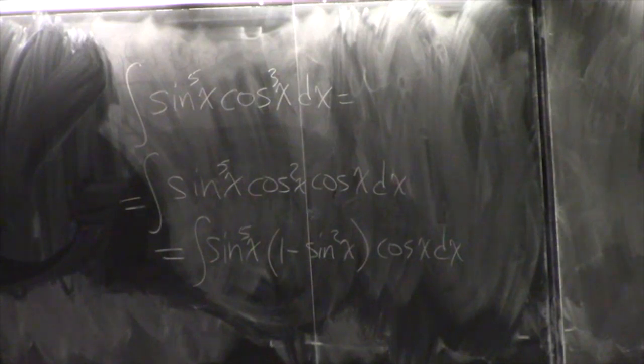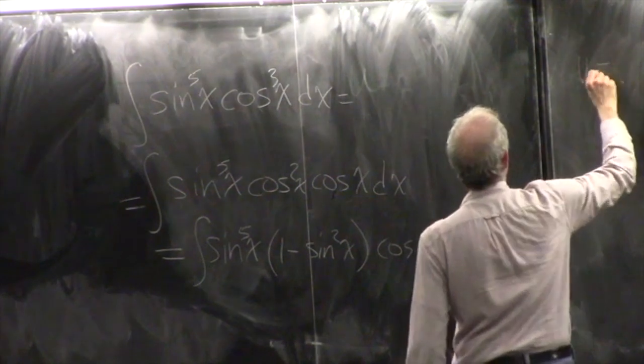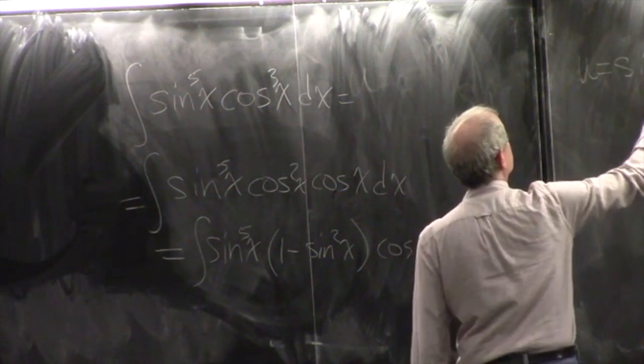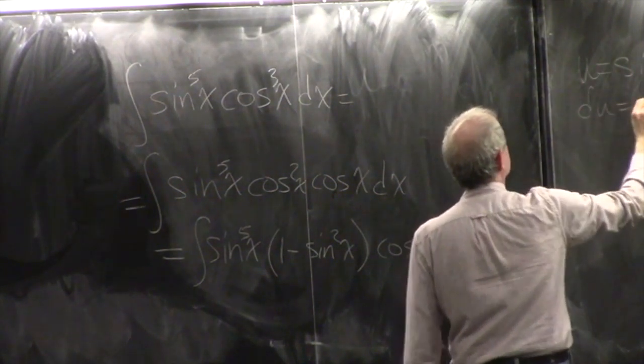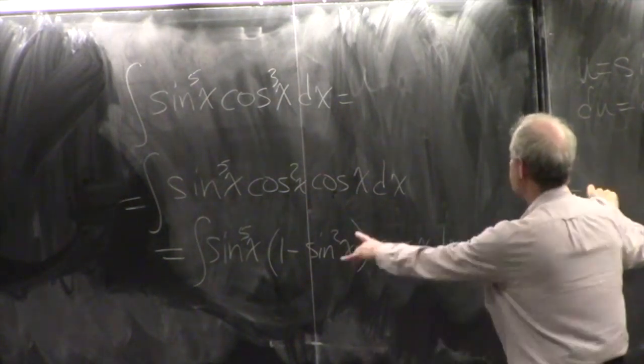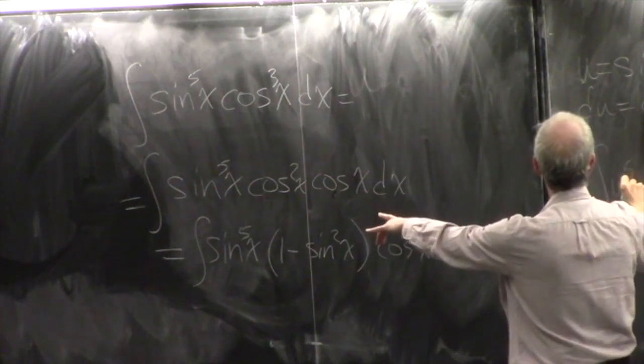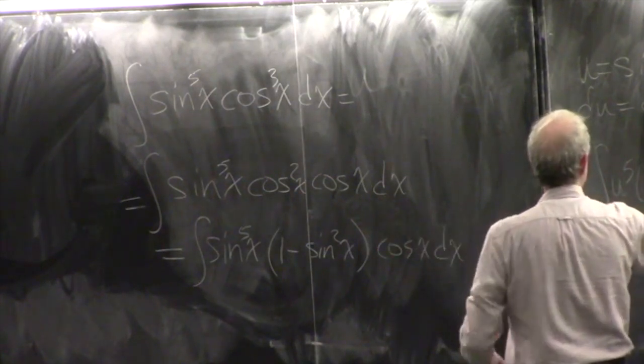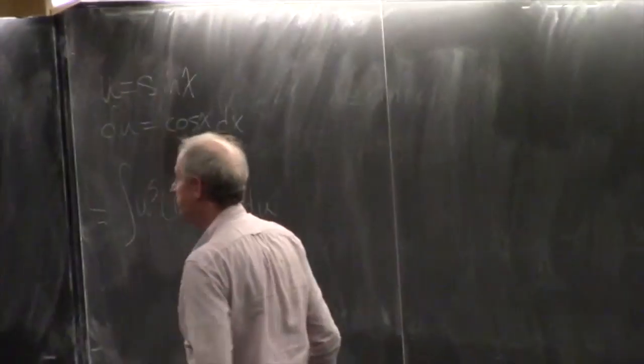Now, you can do u substitution. So you let u equal sine x, du is cosine x dx. So this integral now becomes u to the 5th, 1 minus u squared, du.